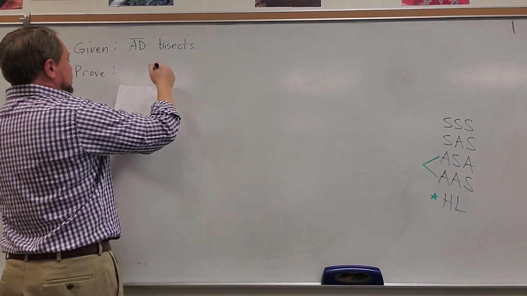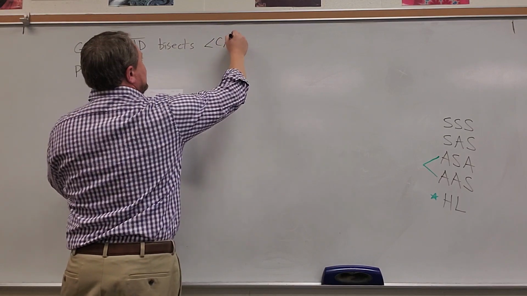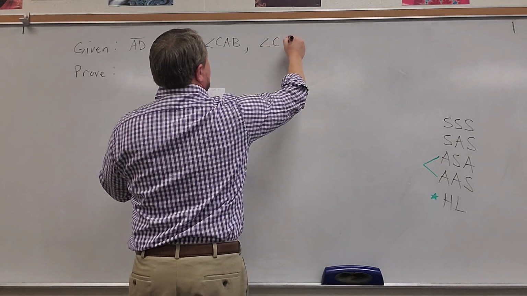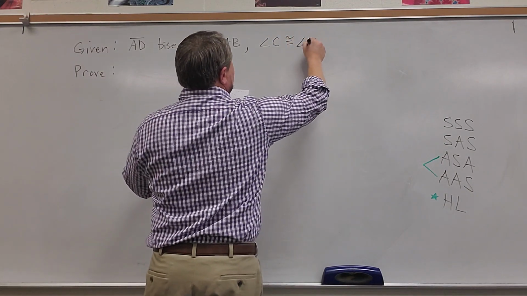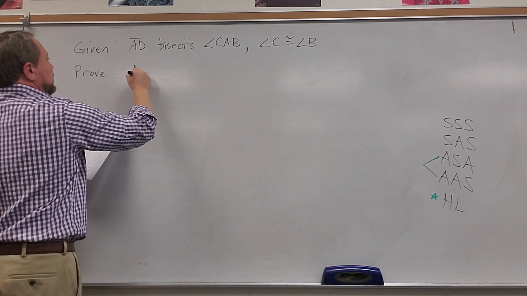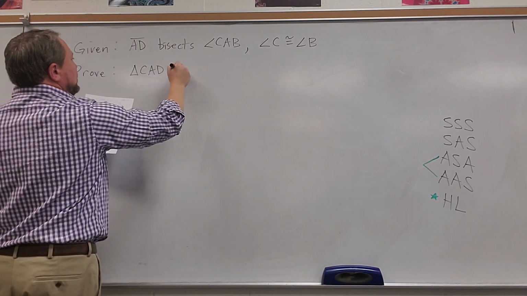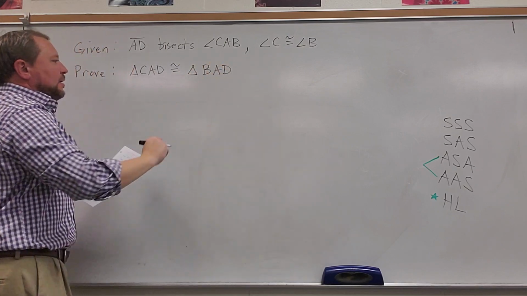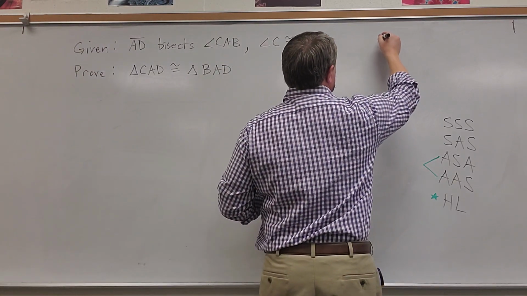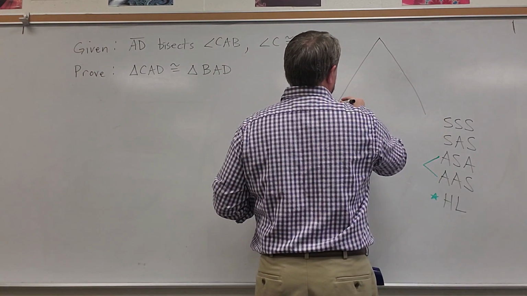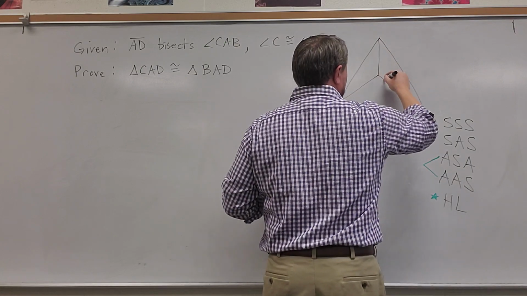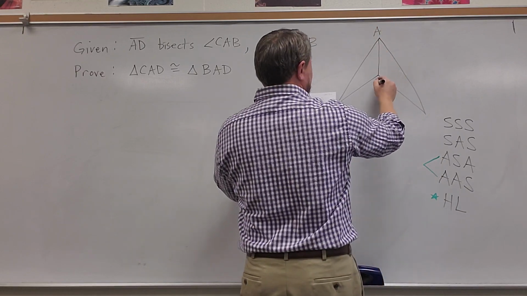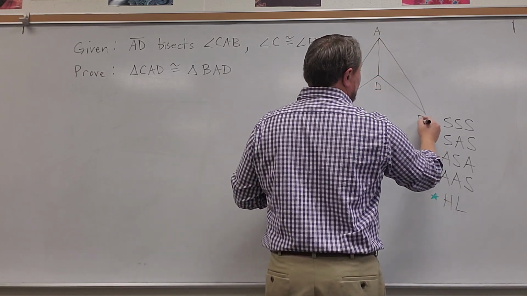So on this one, we're going to have AD bisects angle CAB. We're going to have angle C be congruent to angle B. And we're going to prove that triangle CAD is congruent to triangle BAD. Our picture looks like this. And there's A, this is D here, a C here, and a B here.